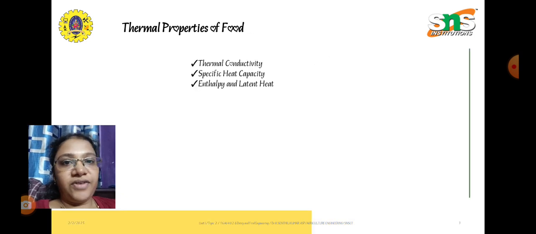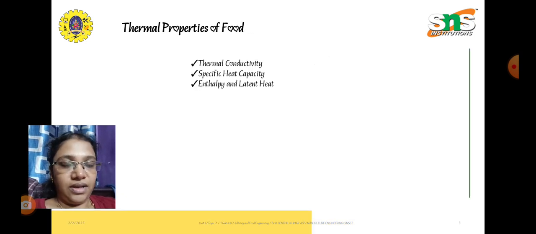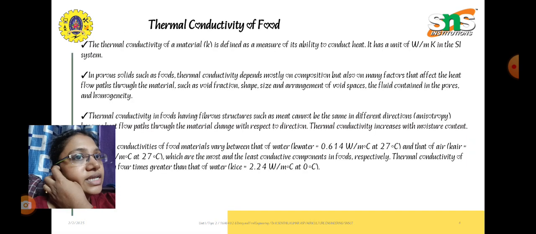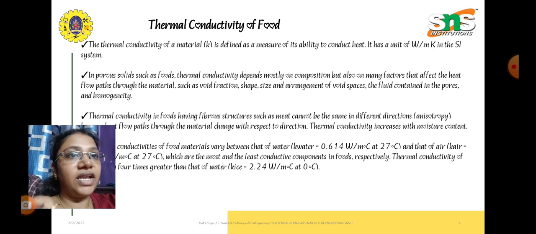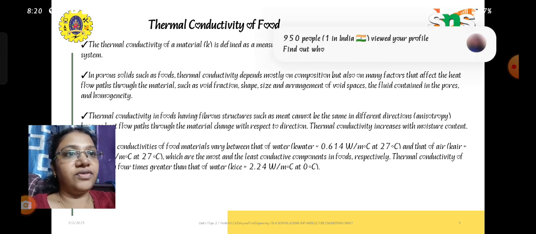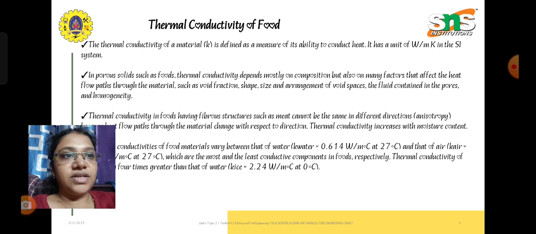The thermal properties that play a role in the food are thermal conductivity, specific heat capacity, enthalpy, and latent heat. Thermal conductivity we can define as a measure of its ability to conduct heat. That is, how much heat is needed for any food operation, so that we have to calculate. It is expressed in the unit of watt per meter Kelvin in the SI system.